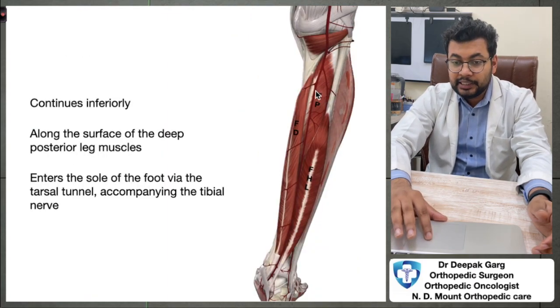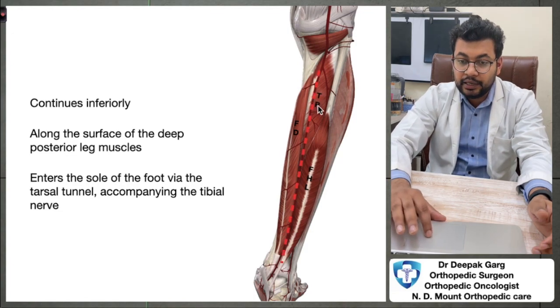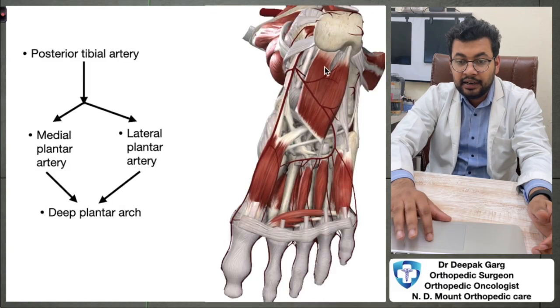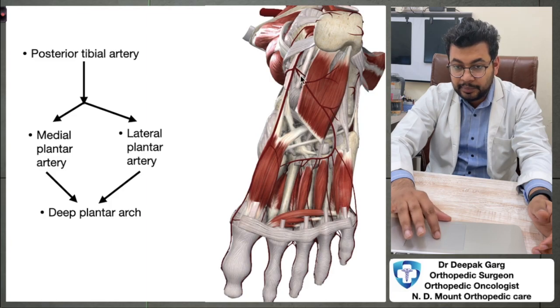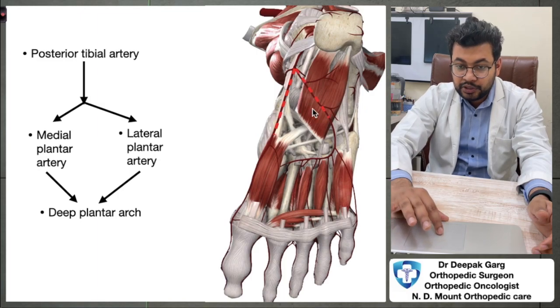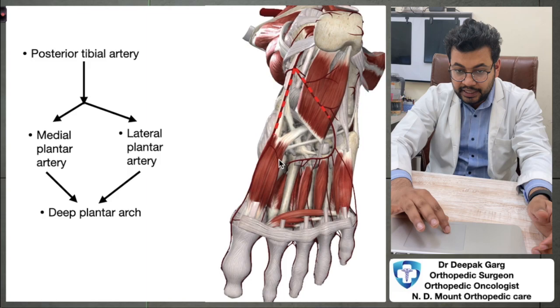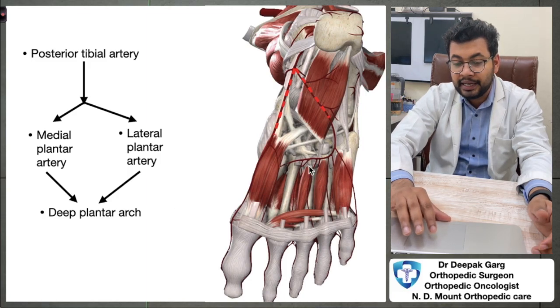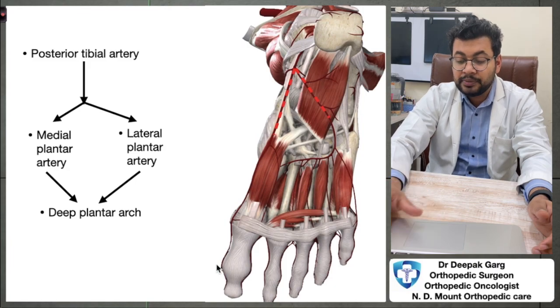So we can see that the tibialis posterior will continue inferiorly along the deep muscles of the deep compartment of the leg, and will enter the sole via the tarsal tunnel, and this is the tarsal tunnel. It is coming into the foot, and here it will terminate by giving 2 terminal branches: one is the medial plantar artery, another is the lateral plantar artery. The 2 arteries will anastomose here and form the deep plantar arch, which will supply the muscles in the plantar aspect of the foot and the toes.